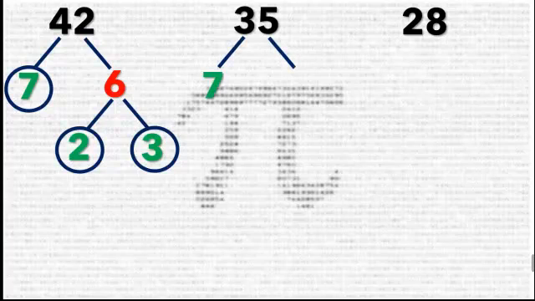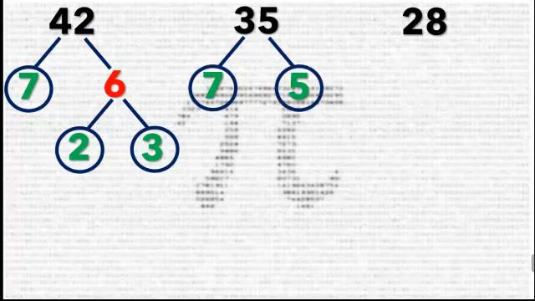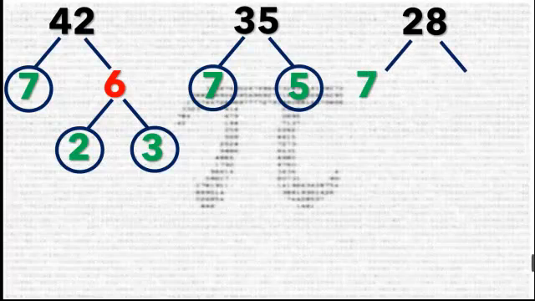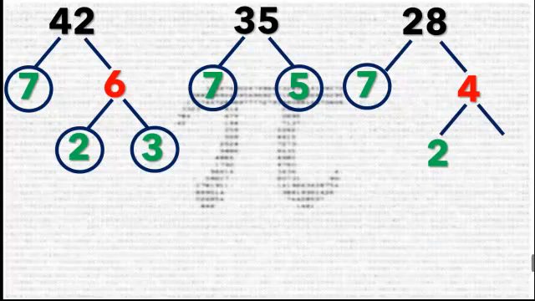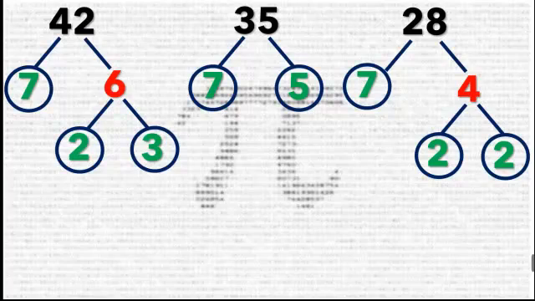35 is 7 times 5. 7 is a prime and 5 is also a prime, so I put a circle around them and I finished. 28 is 7 times 4. 7 is a prime number, but 4 is not. I'm going to factorize it again into 2 and 2. And 2 is a prime, so I got 7 and 2 and 2.